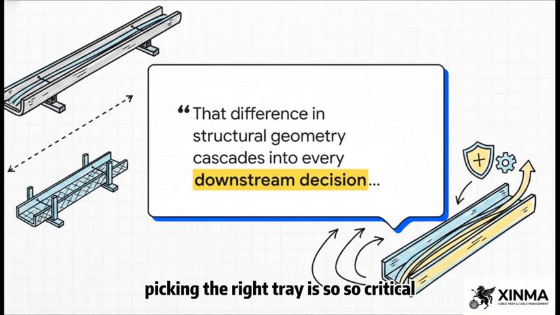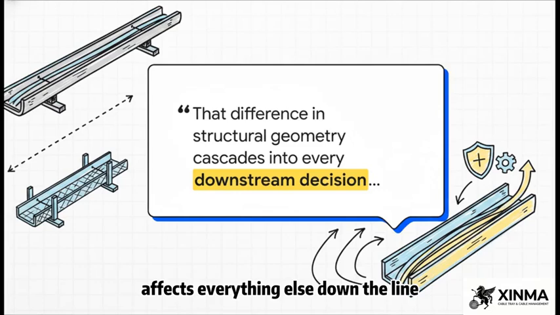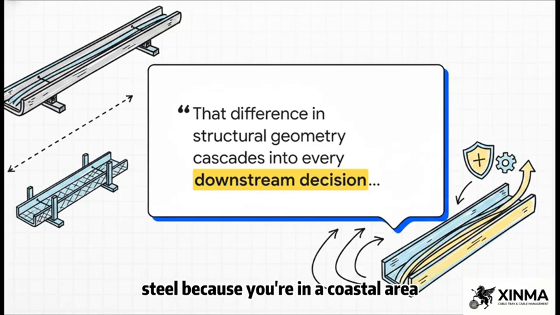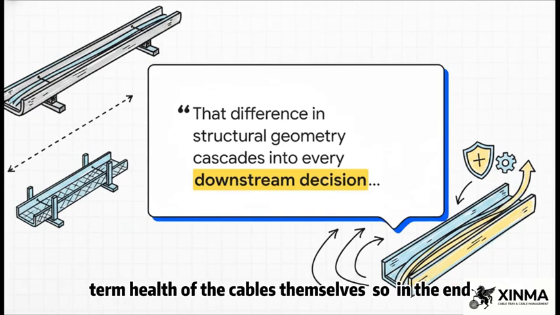Picking the right tray is so critical because that one decision, as this quote says, affects everything else down the line. It's going to determine your span length, how many brackets you have to buy, what material you choose, like do you need corrosion-resistant stainless steel because you're in a coastal area? And most importantly, it directly impacts the safety and the long-term health of the cables themselves.